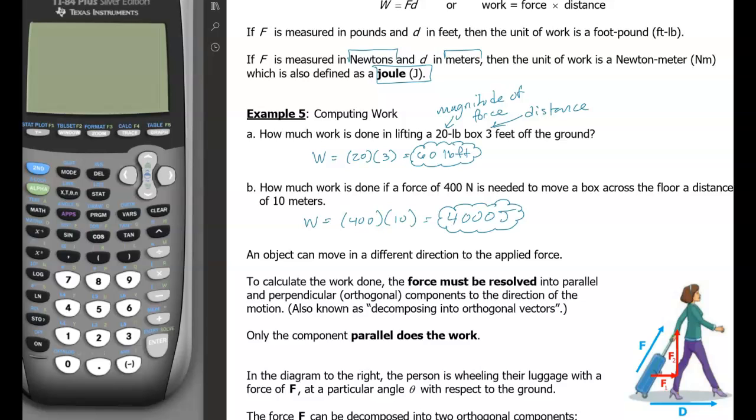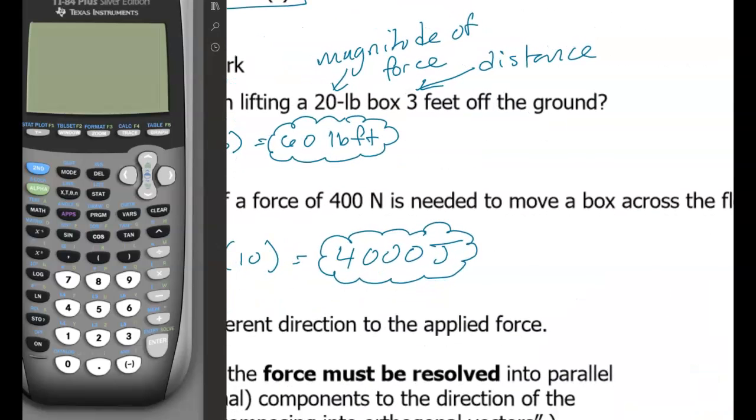Okay, so in both of these examples, the force is going in the same direction as the movement. So notice, we're applying a force upward by lifting this box upward. And it's also traveling 3 feet directly upward. They're going in the exact same direction. That's why we can multiply the 20 times the 3.